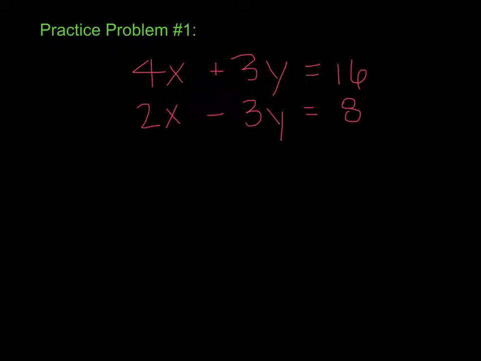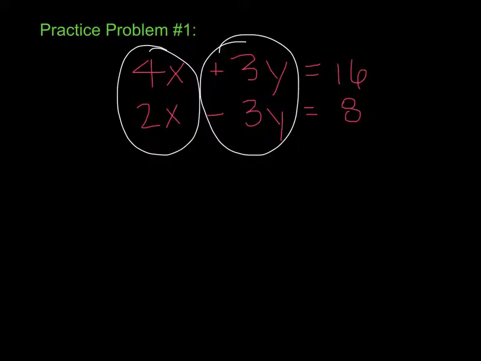Our first practice problem says 4x plus 3y equals 16 and 2x minus 3y equals 8. If you recall, step 1 says to line them up so that the x's are on top of each other, the y's are on top of each other, and the constants are on top of each other. This has already been done for you, so we can go ahead and progress to step 2, which says multiply by a coefficient so that you get opposites.